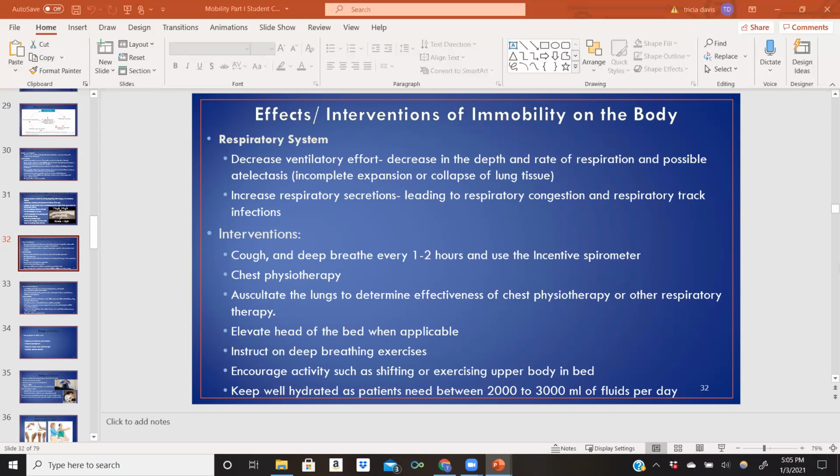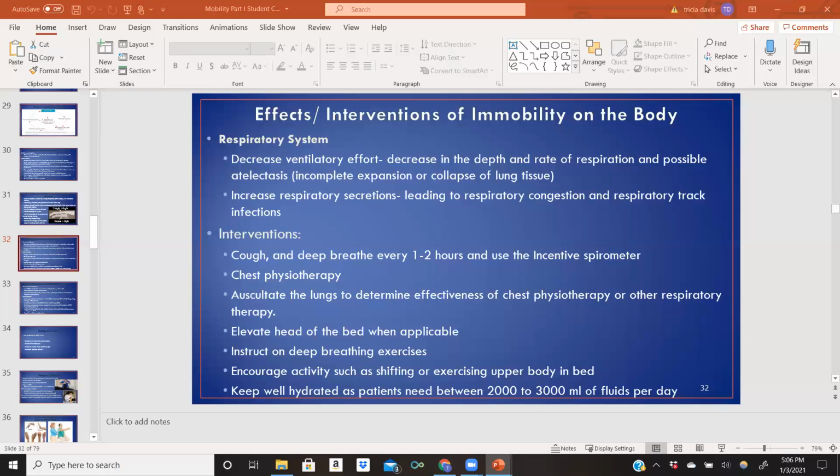So when atelectasis happens, they close up all those little alveoli, and they get moist and they get wet, and it's a dark environment, and that's when respiratory congestion develops, and then you can get a respiratory tract infection or even pneumonia. So interventions that you can give to your patient to prevent that is cough and deep breathe every 1 to 2 hours, and use that incentive spirometer.